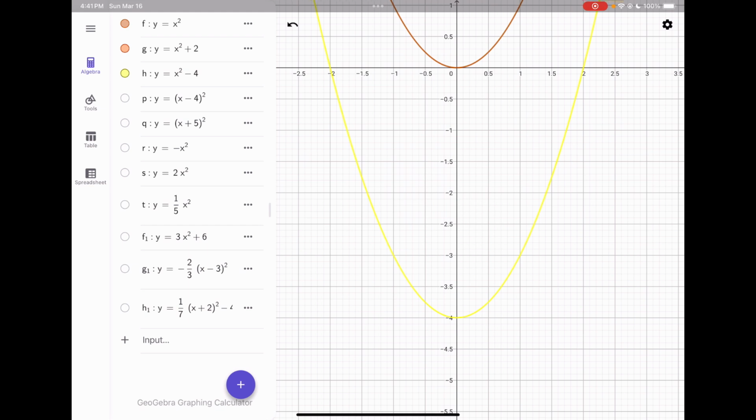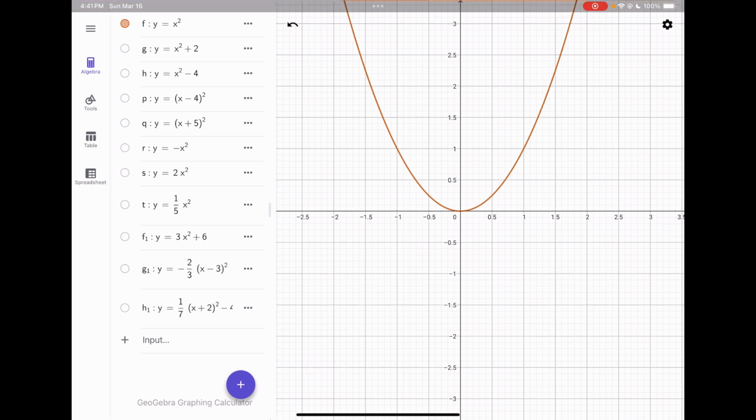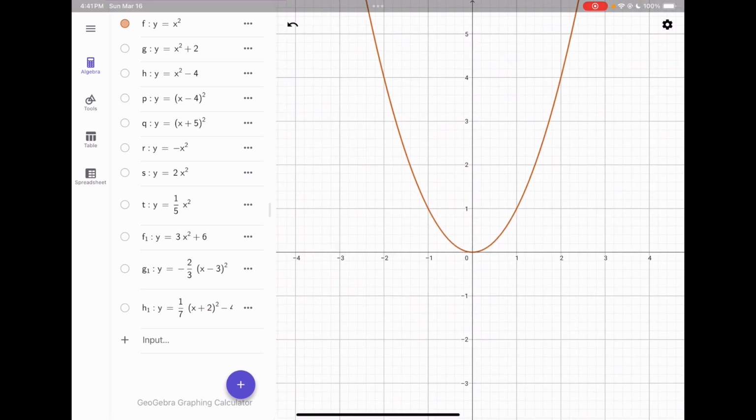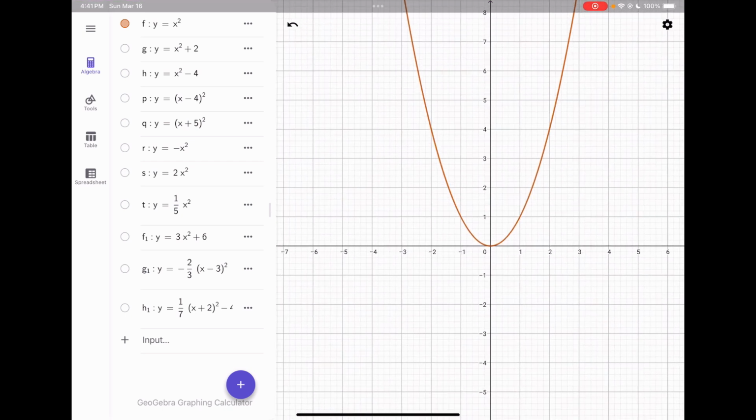What happens if we apply things to x before we square it? Let's find out with the next two: x minus 4, all squared, and x plus 5, also all squared. Now previously, if we saw that adding from the outside makes a vertical shift, adding from the inside, you might infer, will probably result in a horizontal one, though maybe not the one you think.